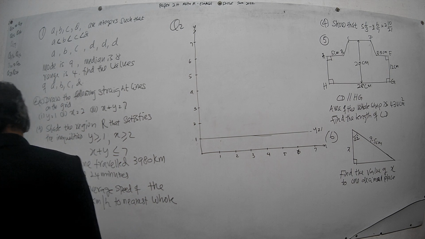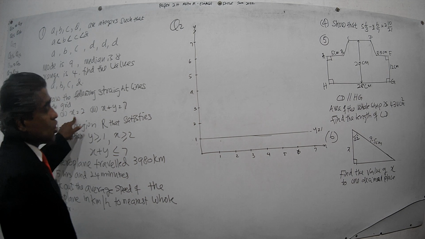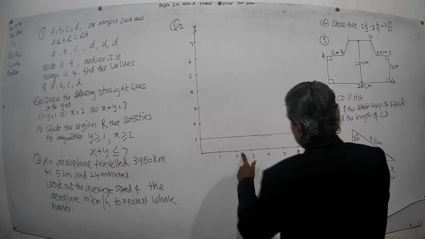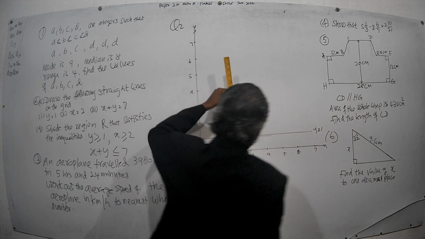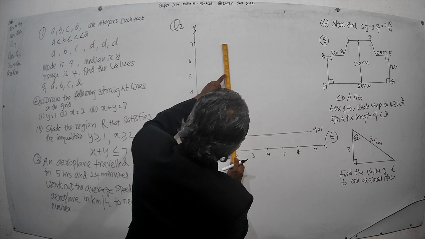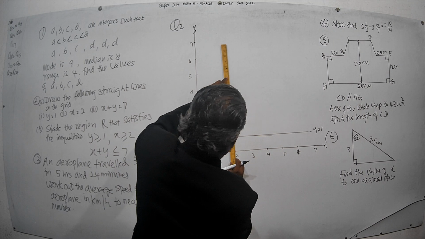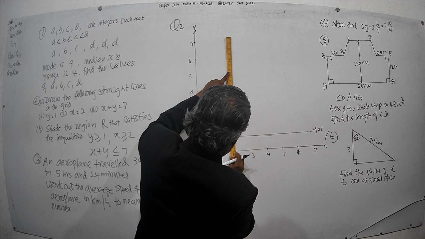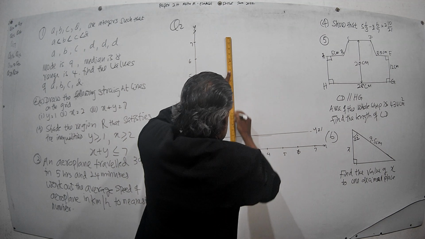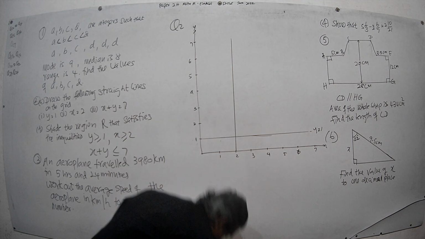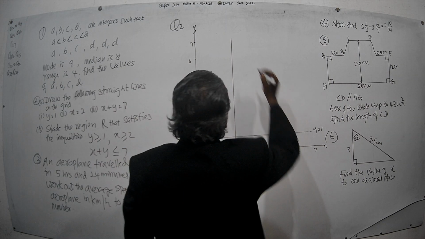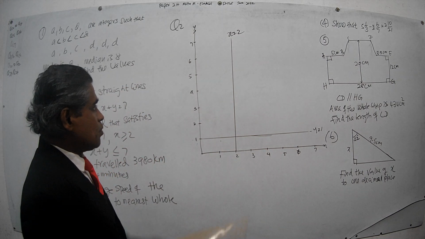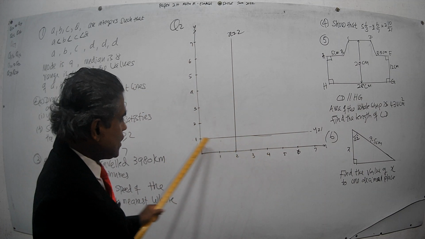Then next line, x equals 2. It goes through 2 on the x-axis, parallel to the y-axis, like this. This is called x equals 2. That is that line. It is parallel to the y-axis. Then this y equals 1 is parallel to the x-axis.